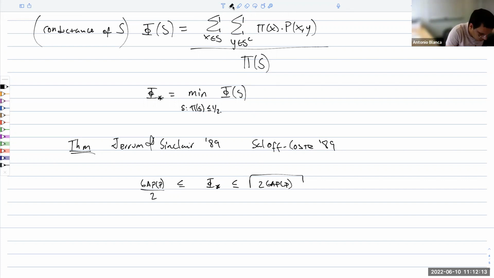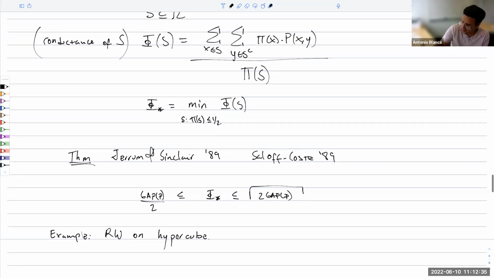I think I'll do the random walk on the hypercube, because we did the coupling. We have an order n log n upper bound on the mixing time using coupling. Let's see if we can get a lower bound. Let's do again the random walk on the hypercube. Okay, so remember, I want to do a lower bound on the mixing time now. What we want to do is find a set with a small conductance.